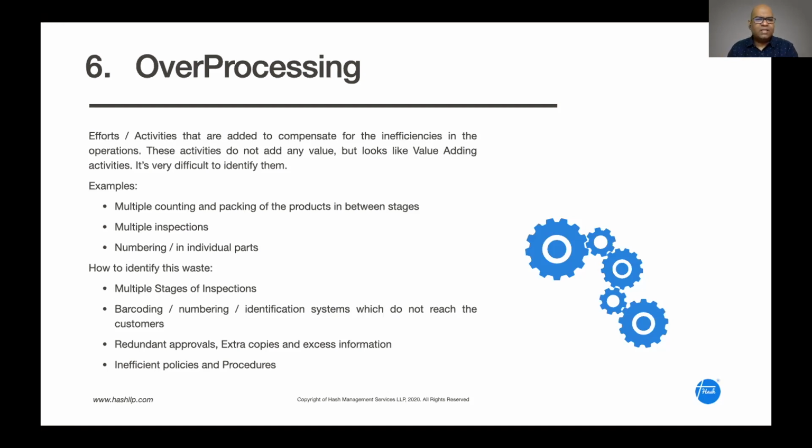Why? Because the current processes are creating some inefficiencies, like scratches may happen. The counting is mismatched. The product is not of good quality. So still I am getting bad quality products from the previous section. So what I am doing, I have now added one more counting, inspection. So all these things are clear over processing activity.